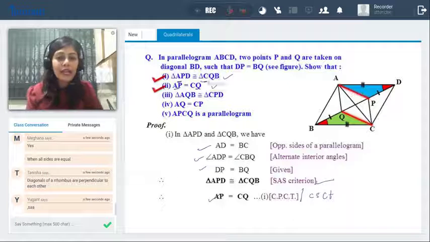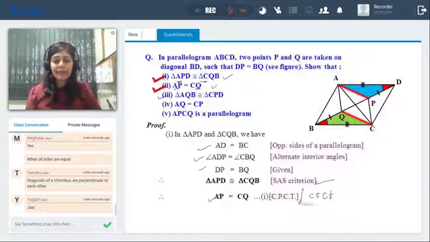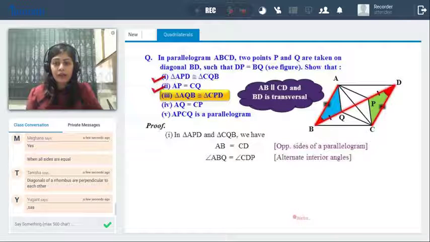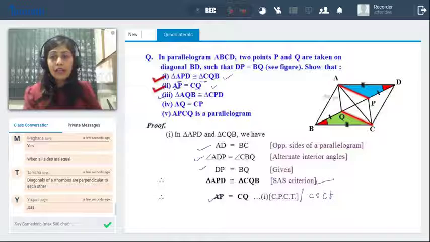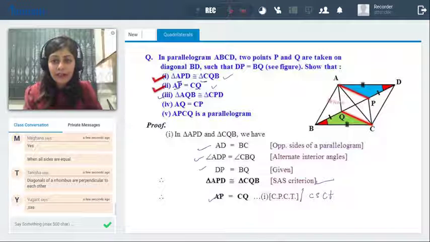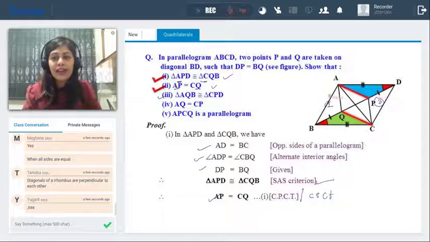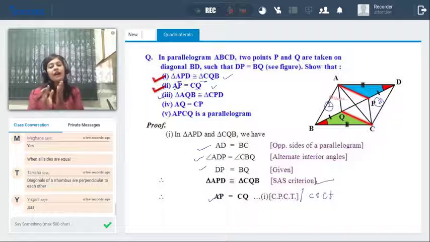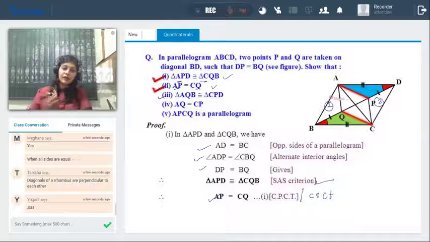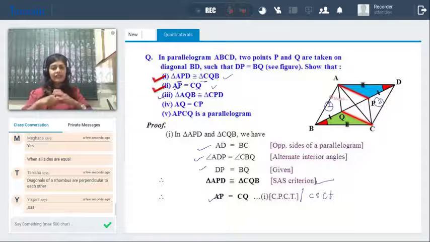Now look at AQB congruent to CBD. The third part. We want AQB and CPD congruent. Come on. Quickly observe, students. Look at AQB, so this triangle, and CPD, which is this triangle. Quickly now, I want you all to tell me how these triangles can be proven to be congruent. Come on, students. We've already seen the first part. Now it's just on the same lines.